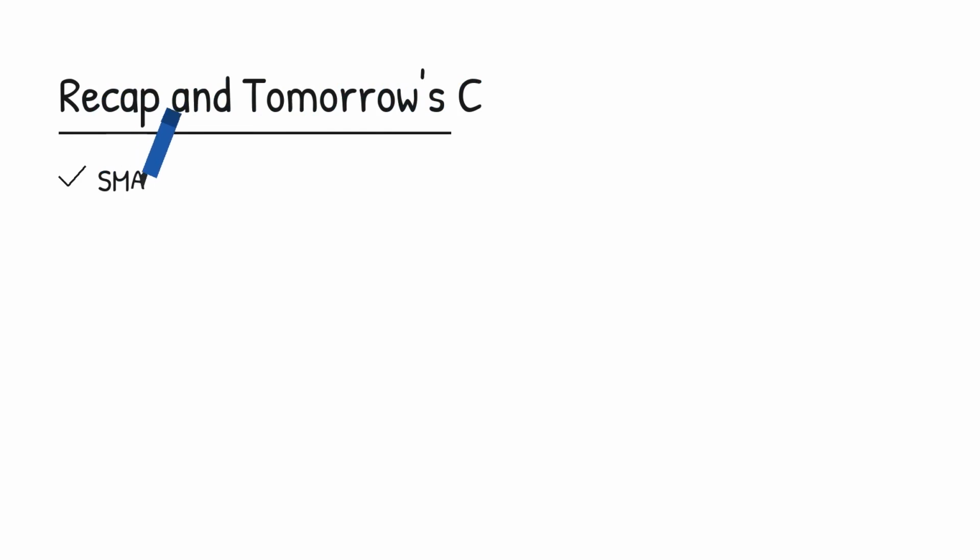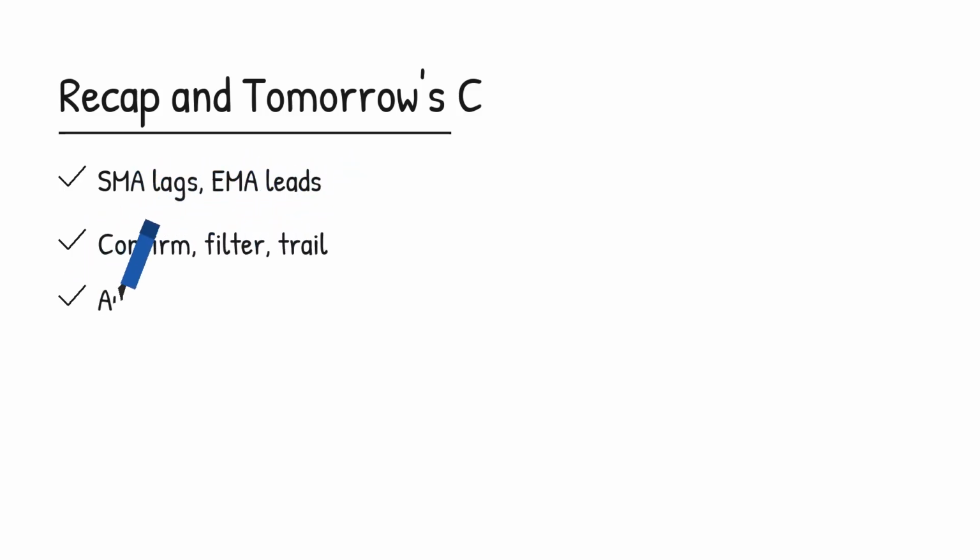To recap, SMA weights equally and lags, EMA weights recent prices and leads. Crossovers signal momentum sign changes, but confirm rather than predict. Filter with ADX, slope, and higher timeframe alignment. Exit with trailing stops, not hope. Tomorrow, open one chart you already trade, drop on a 9 and 21 EMA, mark every cross of the last 6 months, and score which ones passed your filters. That single exercise will teach you more than any backtest.